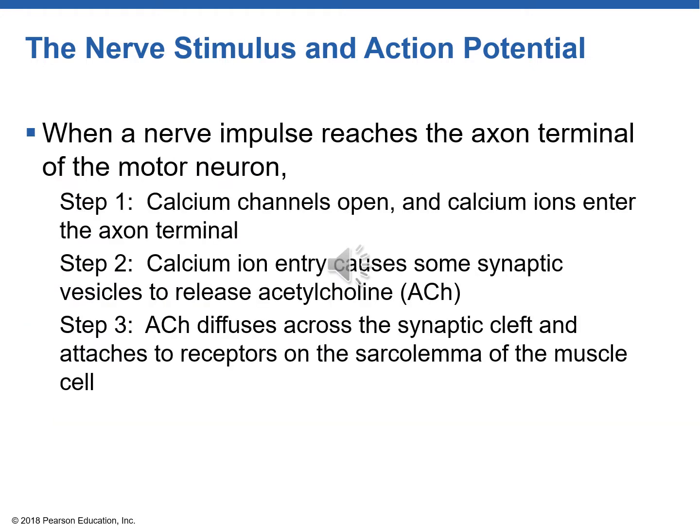So what happens when this nerve impulse moves down the neuron to the axon terminal, the end of the neuron? Well, calcium channels are going to open and calcium ions are going to enter the axon terminal. The calcium ion entry causes synaptic vesicles, which are little sacs inside the end of the neuron, to release acetylcholine. We've learned that acetylcholine is a chemical messenger. It sends a message across the synaptic cleft. So step 3, the acetylcholine diffuses across the synaptic cleft and attaches to receptors on the sarcolemma of the muscle cell. So that's just the wall of the muscle cell, the cell wall.